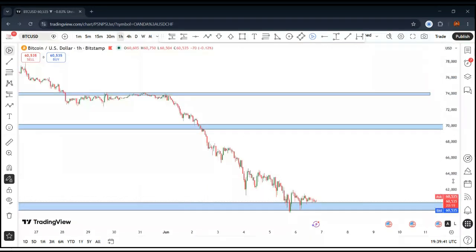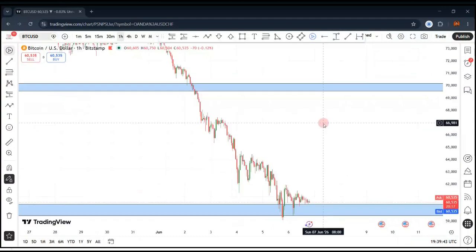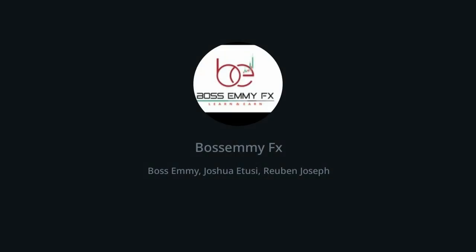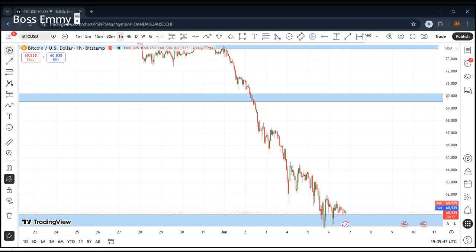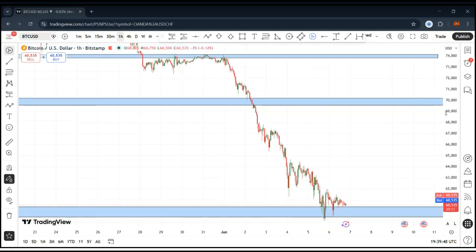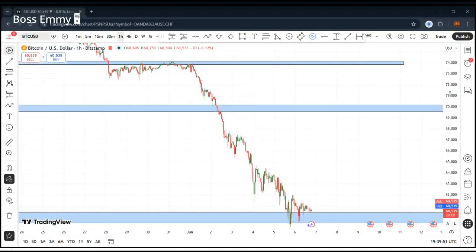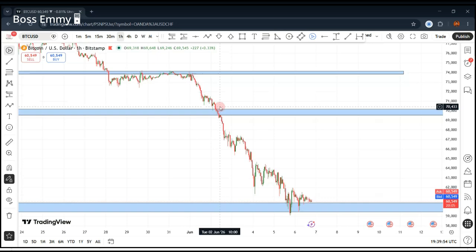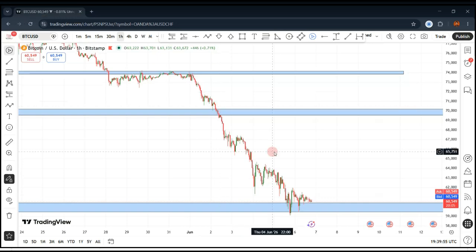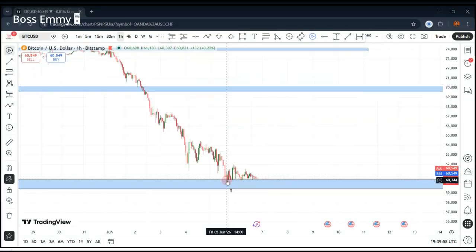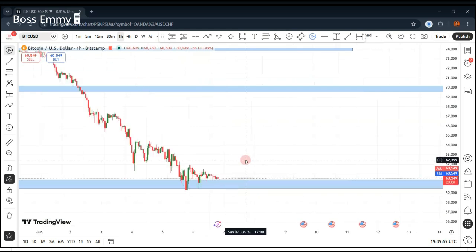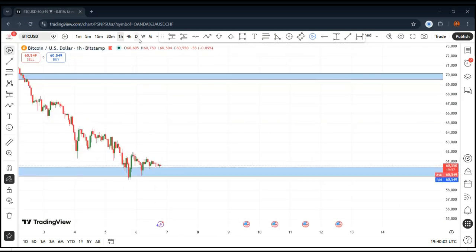So on the 1 hour time frame, you can see that the market was not giving us a good structure. Why it was dropping, it was not giving us a good structure. But however, you can see that the market is currently struggling here. Let me reduce this line.